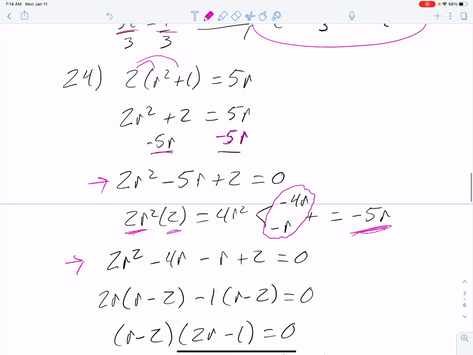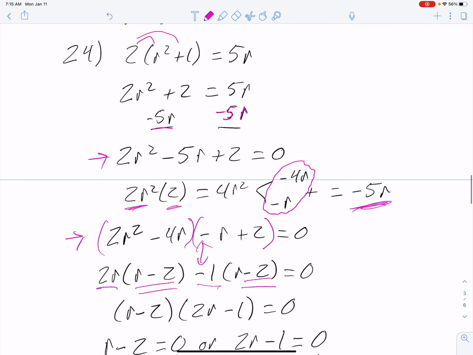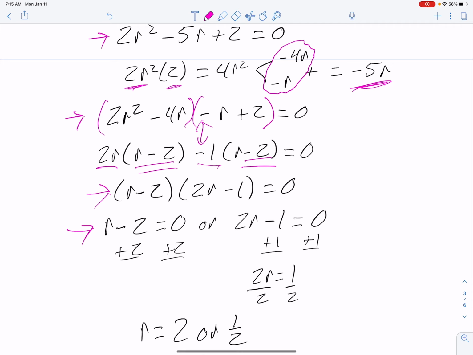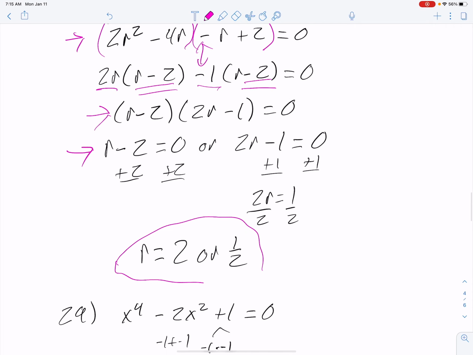I split my middle term, form my groups. From the first group, I can take out a 2r. From the second group, I can take out a negative 1. Again, these two sides will always match. r minus 2 matches in both pieces. So I've got r minus 2 times 2r minus 1. Set each of those equal to 0, and solve.